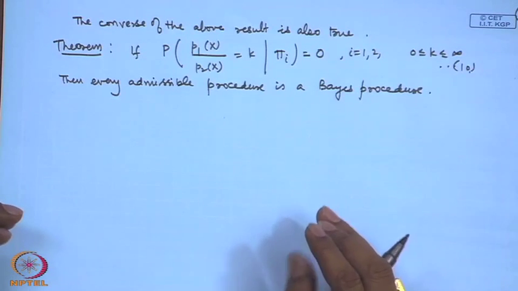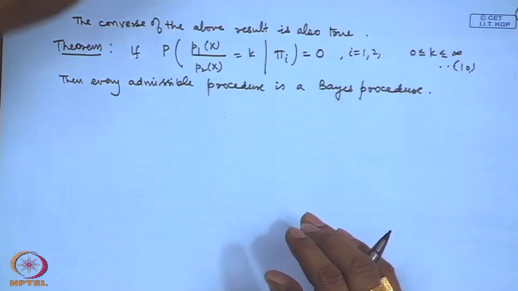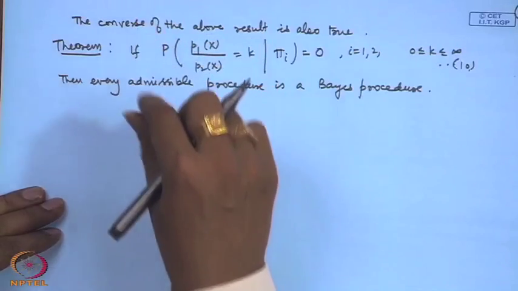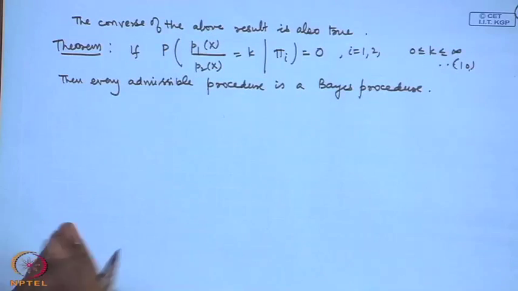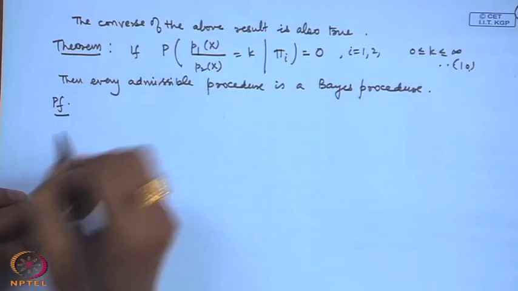I mentioned the characterization of the class of admissible procedures, and I mentioned that it can be shown under certain conditions that the class of base procedures is the same as the class of admissible procedures. So, the previous theorem and this theorem taken together, they prove this statement. Let me give a proof of this.